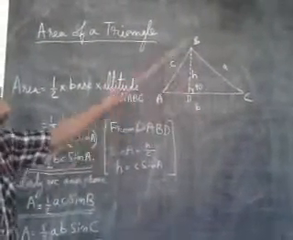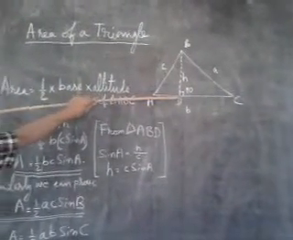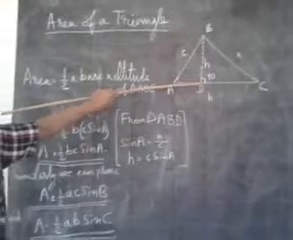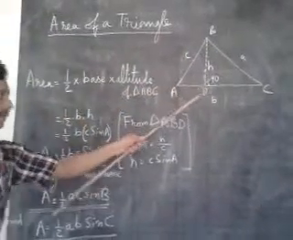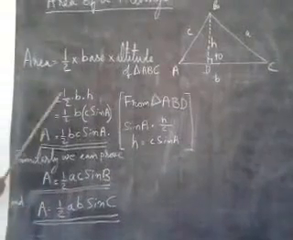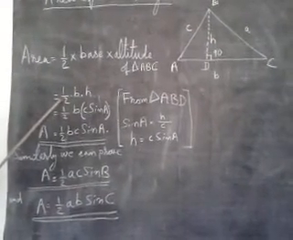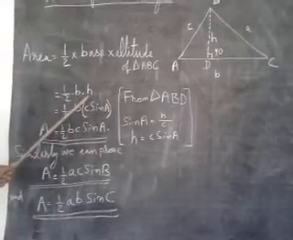This is the altitude. Altitude is drawn from B to side AC. Altitude means it meets AC at D. This is 90 degrees and length of BD is h. Then this formula can be written as 1 by 2 into b into h.